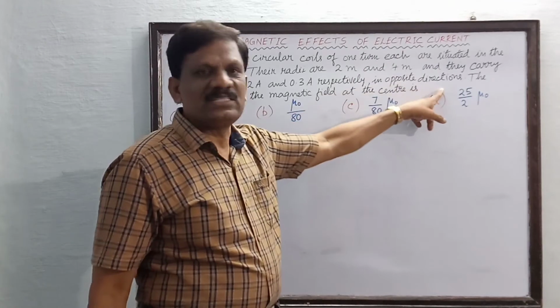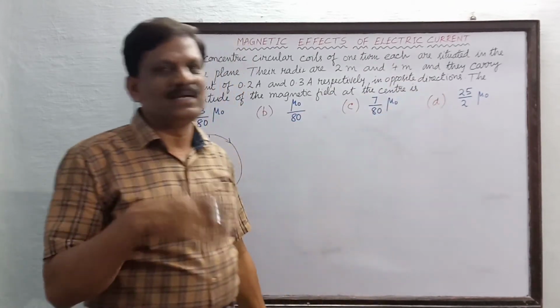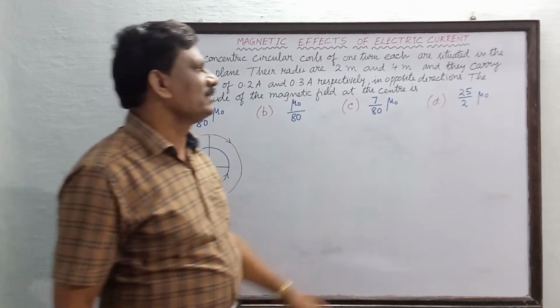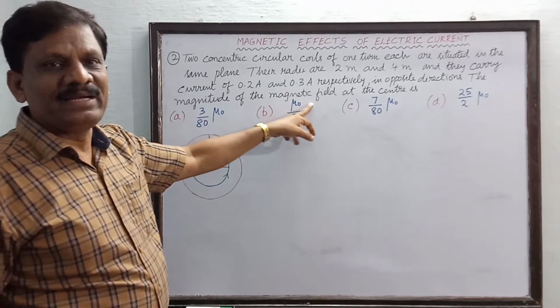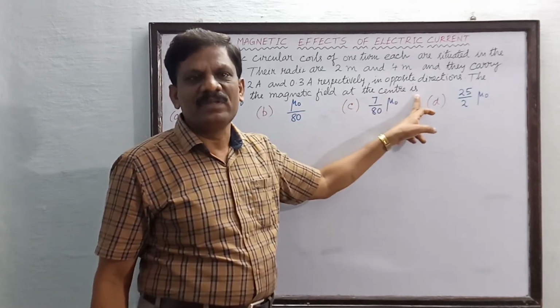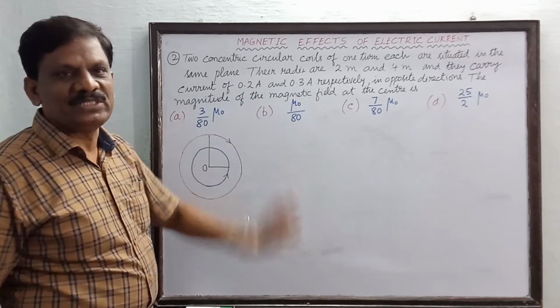in opposite directions. That is, in one coil clockwise current means in the other coil anti-clockwise direction. Now the magnitude of the resultant magnetic field at the center, that is O, we have to find out. So one of the 4 options.